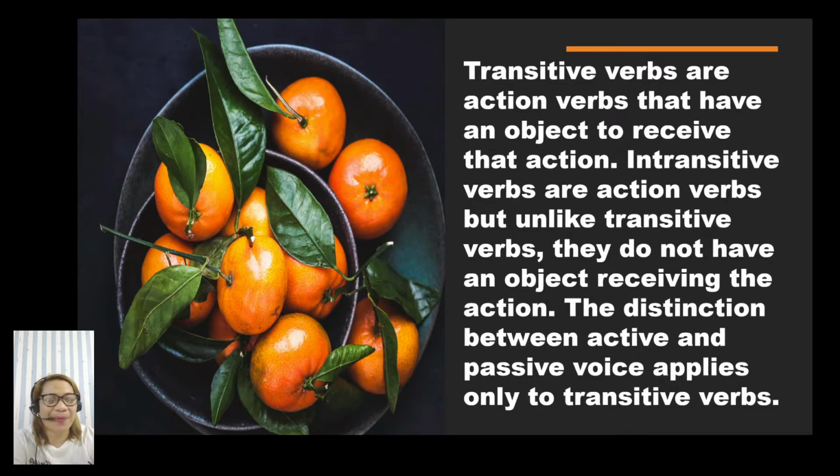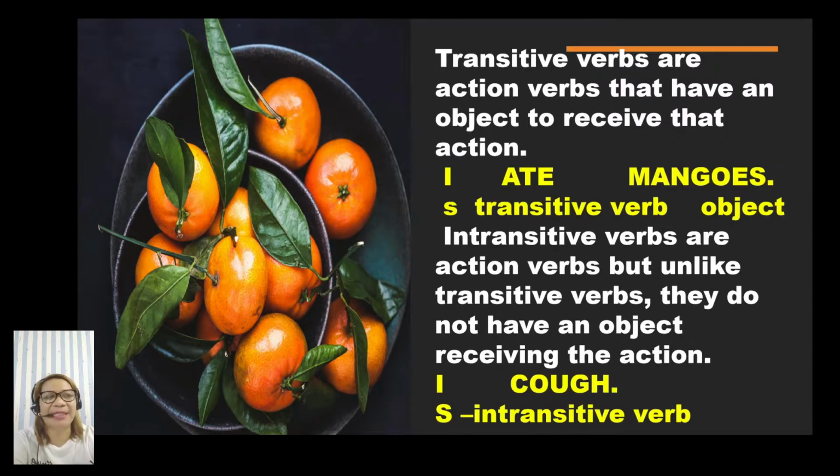Okay, so now let us identify first what are transitive verbs. Okay, now transitive verbs are action verbs that have an object to receive an action. Okay, remember that intransitive verbs on the opposite are action verbs, but unlike transitive verbs, they do not have an object receiving the action. Now, the distinction between active and passive voice applies only to transitive verbs.